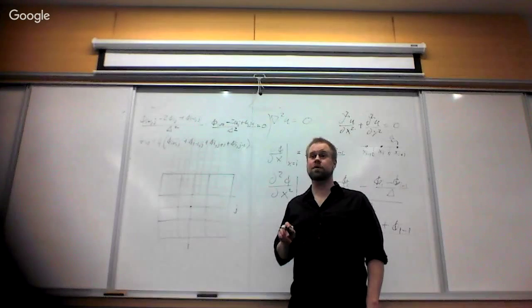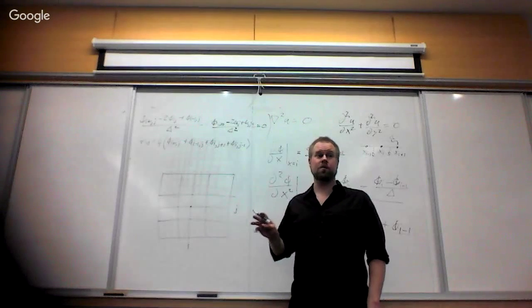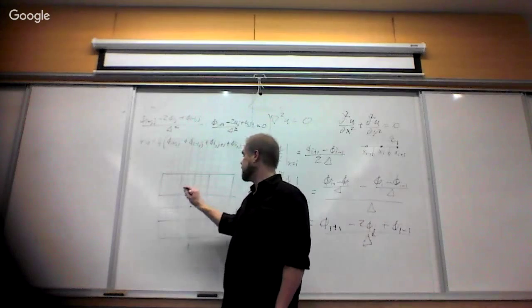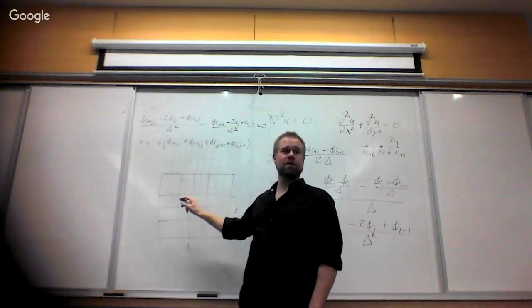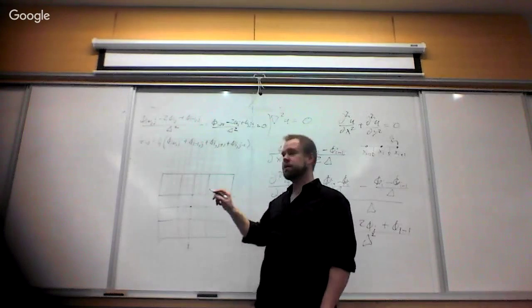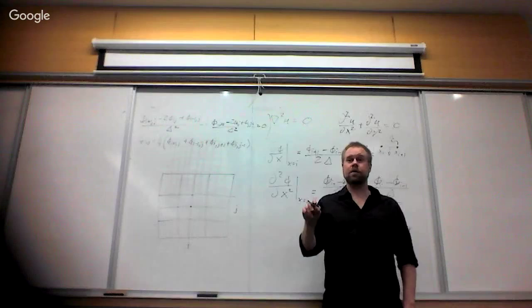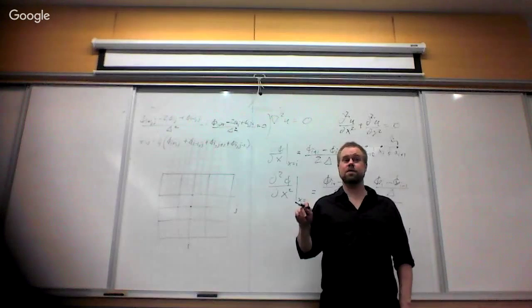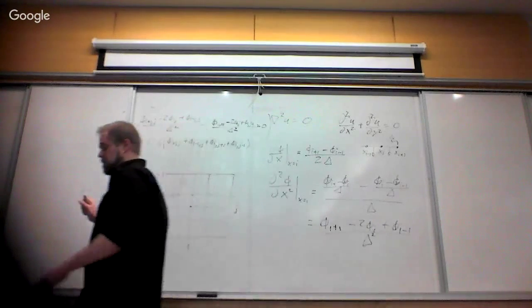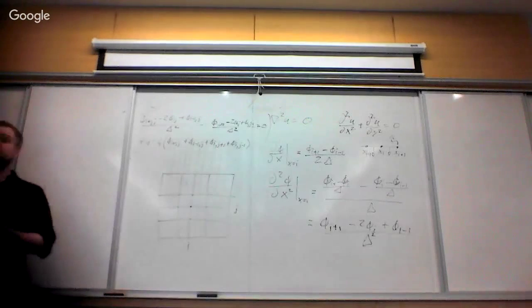That gives us a very easy numerical scheme. Once we set up our grid, all we need to do is go through the points. Take this point, add up the neighbors, take the average. Find the average here, find the average here, etc. Any questions on that?